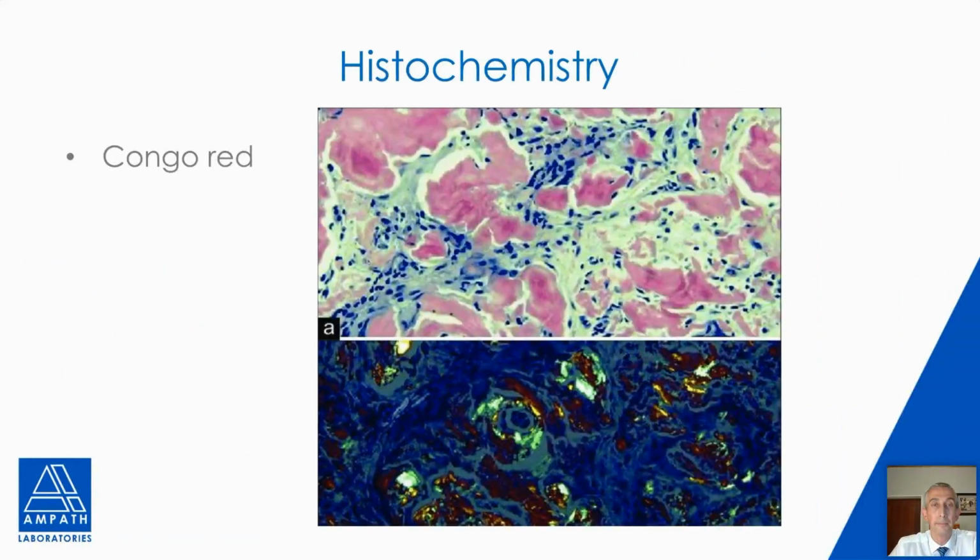A Congo red special stain. This identifies amyloid, and this was a case of a patient with a medullary carcinoma of the thyroid, in which amyloid is often produced. Although the image doesn't present it very well on the top, it usually stains orange on H&E, and then one can see beneath on polarizing microscopy. Amyloid has a characteristic apple green birefringence.